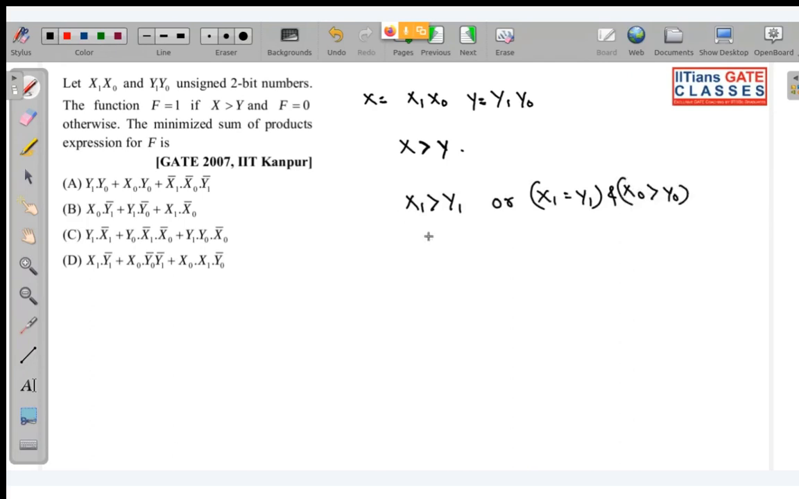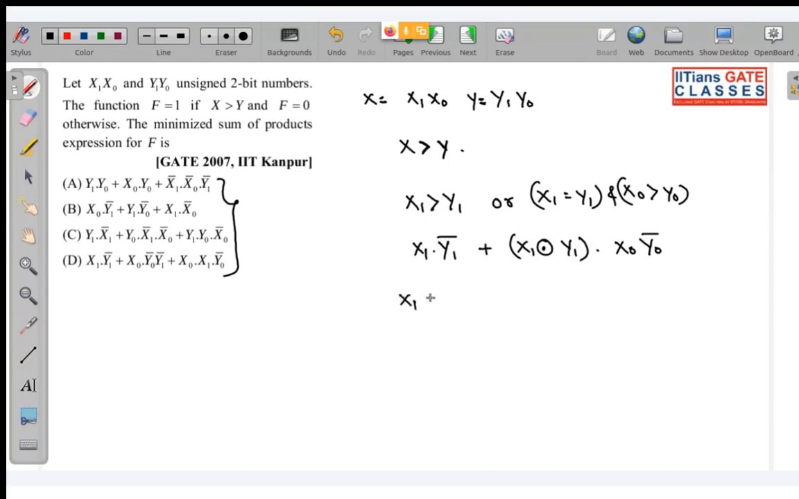So this will be what? x1 dot y1 complement plus x1 y1 x0 and x0 y0 complement. So which option do we see? So here you can see none of the options are matching. Okay, none of the options are matching because all these options are minimized, but this is not a minimized expression.